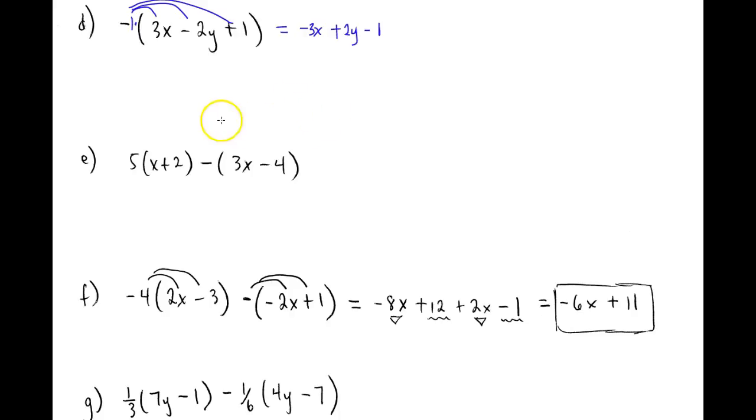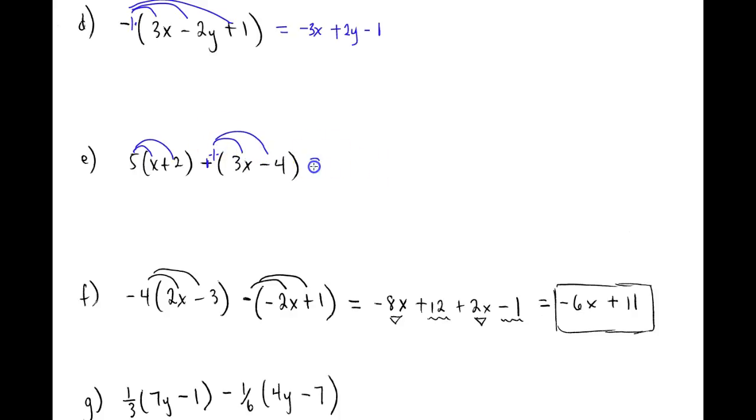Okay, so for example E, we're going to distribute the 5 to both terms here, and for this we understand this to be plus an understood -1, and we're going to distribute that to both terms.